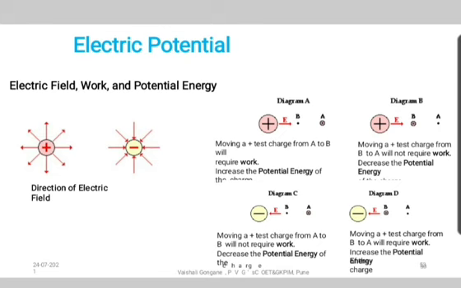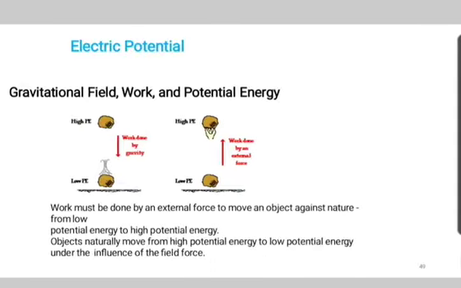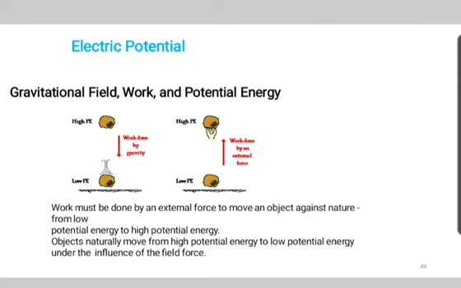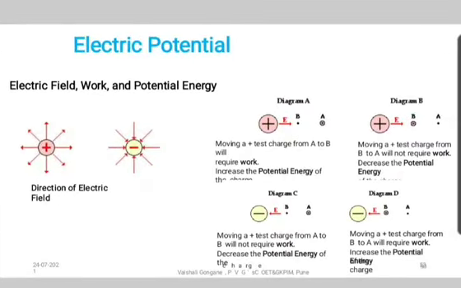So the work done is nothing but the energy utilized. The work must be done by an external force to move an object against nature, from low potential energy to high potential energy. And objects naturally move from high potential energy to low potential energy under the influence of the electric field. So if the test charge Q is moved opposite to the direction of the vector field, the work done is said to be positive. And if it is in the same direction as the vector field, then the work done is negative, and work is done by the field itself.